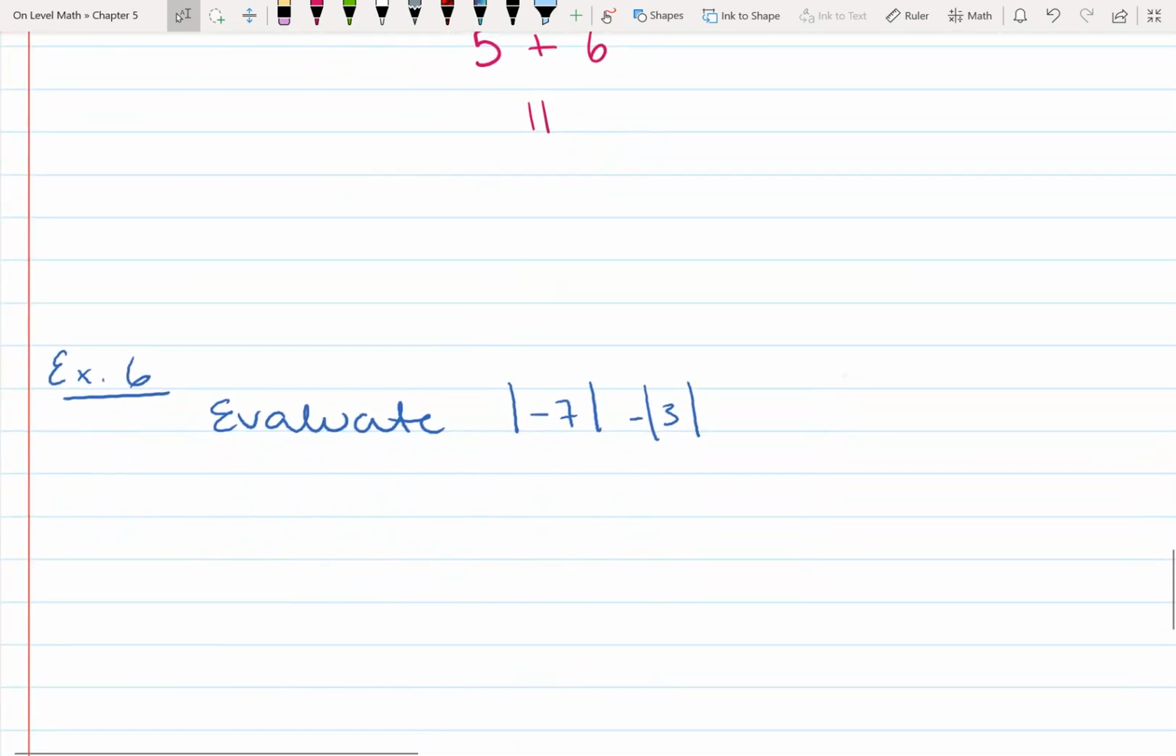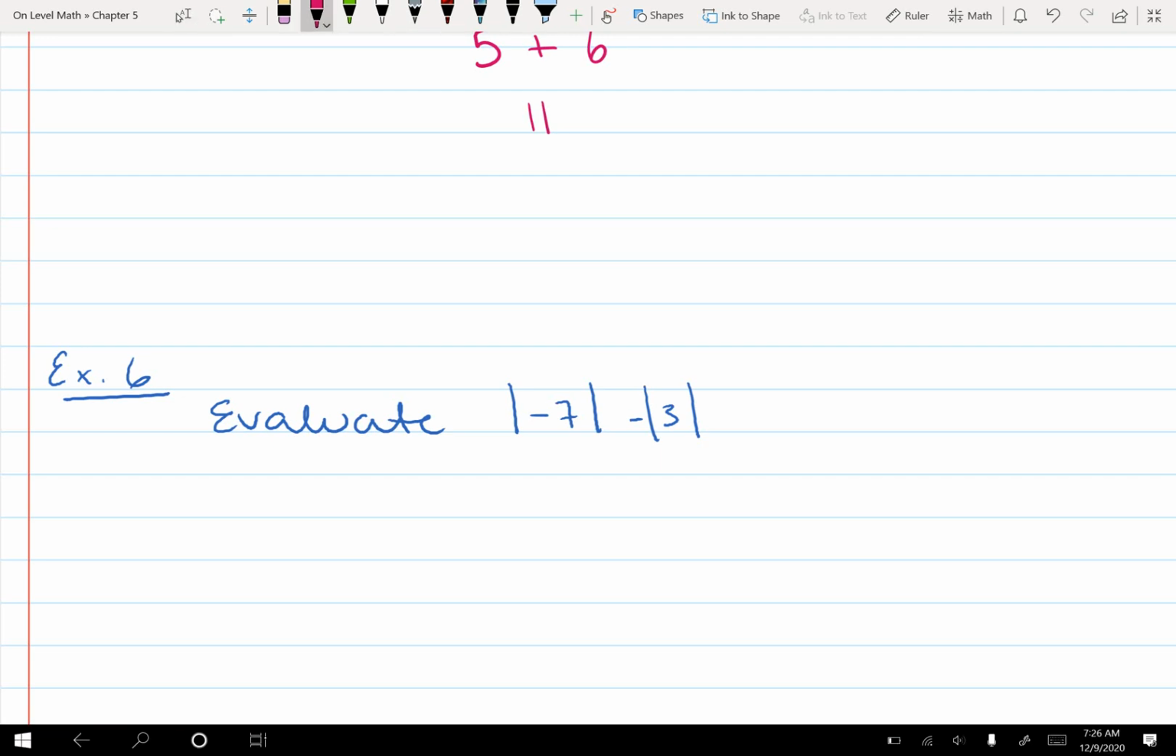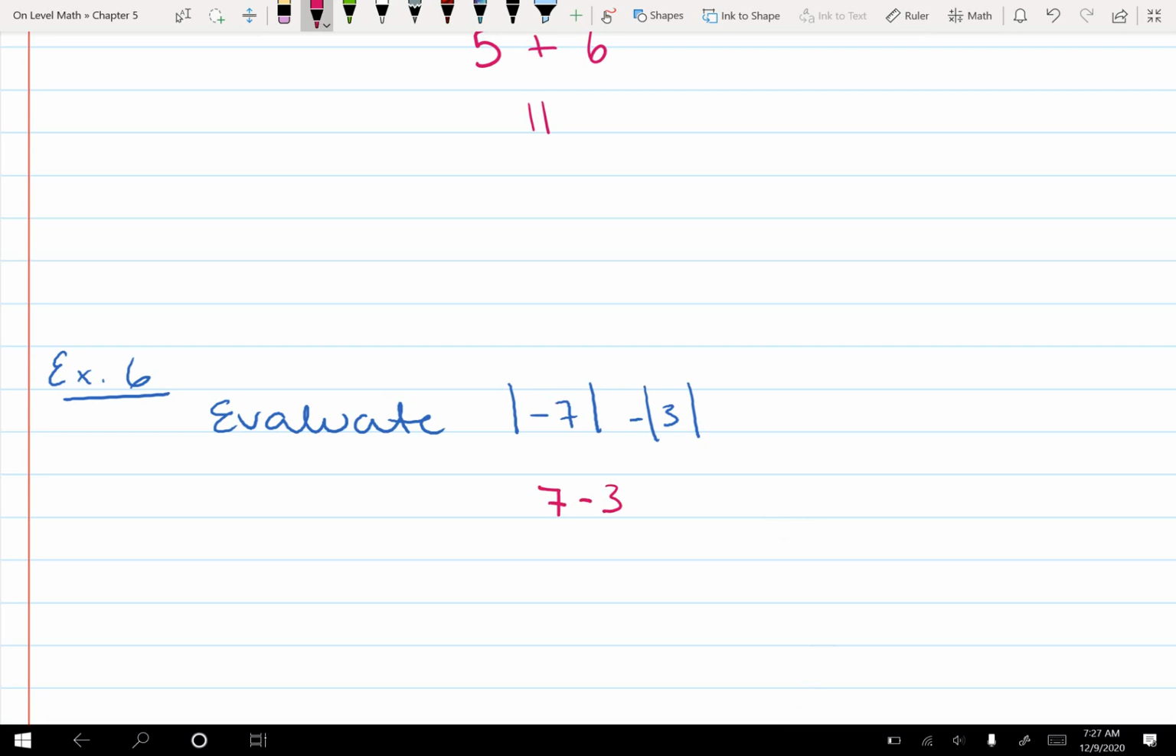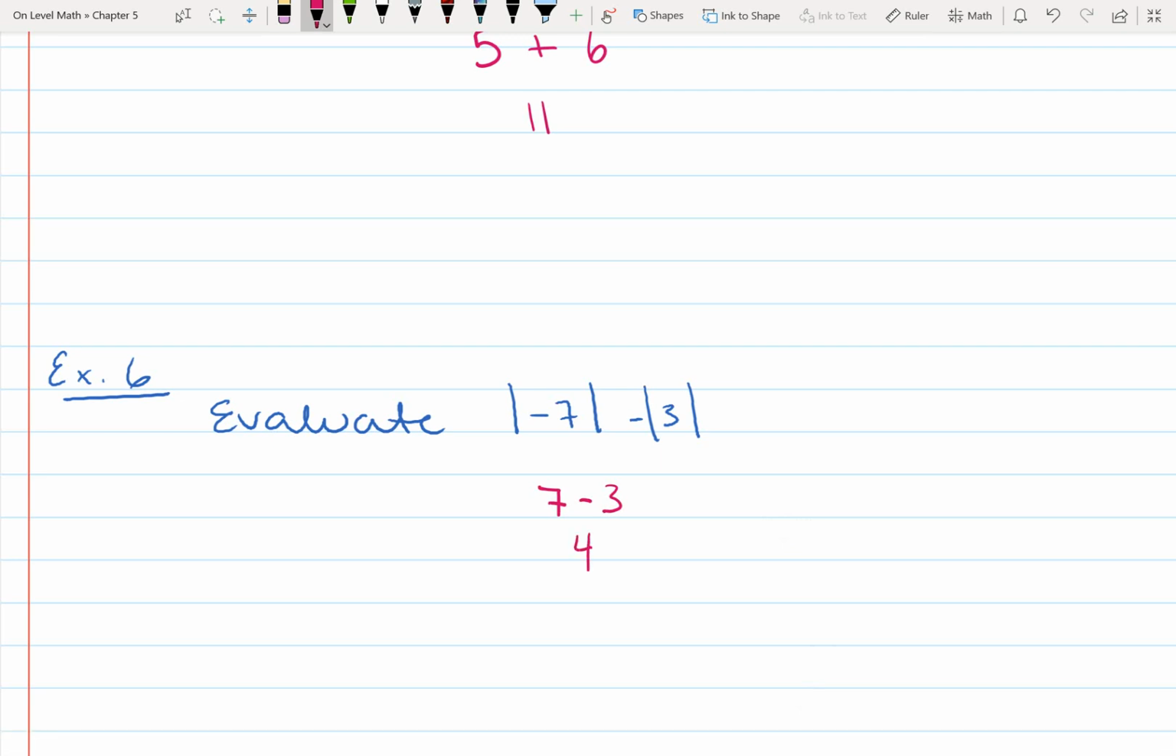Alrighty, example 6. Evaluate the absolute value of negative 7 minus absolute value of 3. Let's try this on your own. Type it into the chat box, and then we'll check it. Absolute value of negative 7. Negative 7 is 7 units away from 0. Bring down the subtraction. Absolute value of 3. 3 is 3 units away from 0. 7 minus 3 is 4.